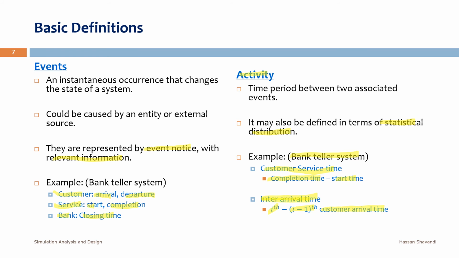Customer inter-arrival time is an activity, and again we need to consider a statistical distribution for this activity in our model. Okay.